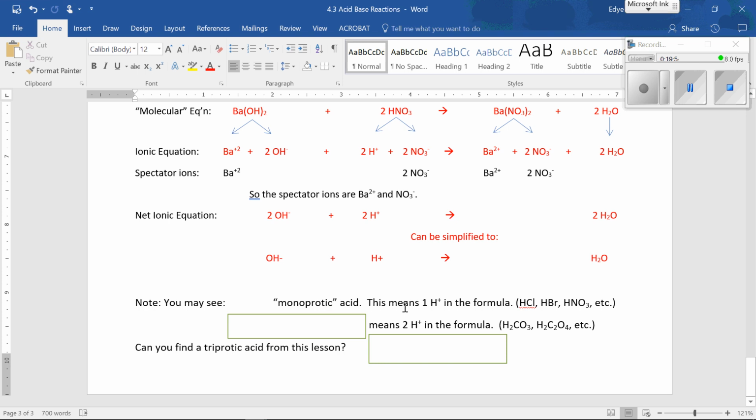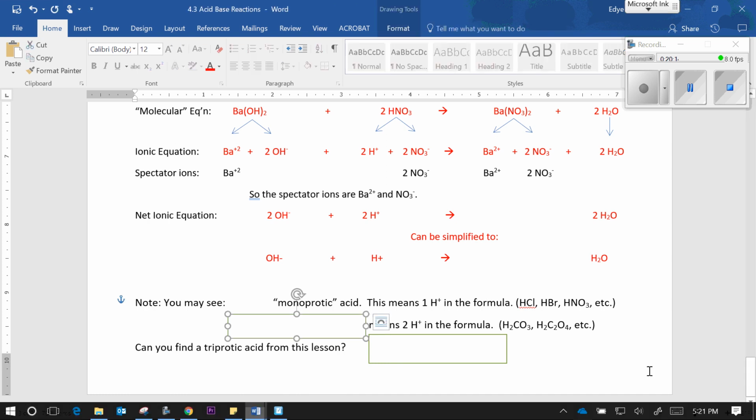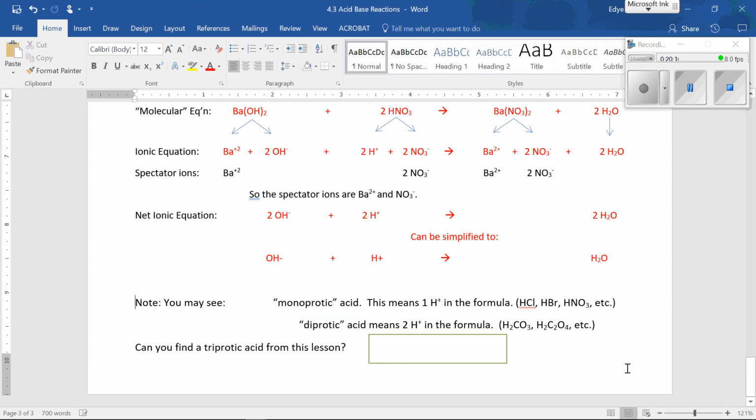So monoprotic acid, mono means one. Protic, protons, one proton acid, 1 H plus in the formula. HCl, HBr, HNO3, these are all monoprotic acids. Now, if you have two in the formula, I've given you a bunch of examples. Any idea what that might be called? It's called a diprotic acid.